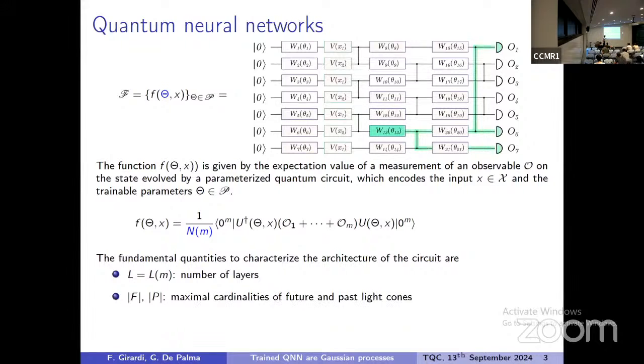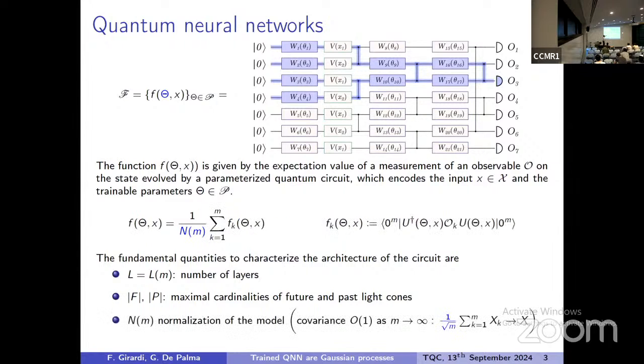So the second important quantities are the past and future light cones, in particular the maximal cardinalities that they have in a given architecture. Just as a reminder, the future light cone of a parameter is the set of observables depending on that parameter, and the past light cone of an observable is the set of all the parameters which are relevant for the final computation of that observable.